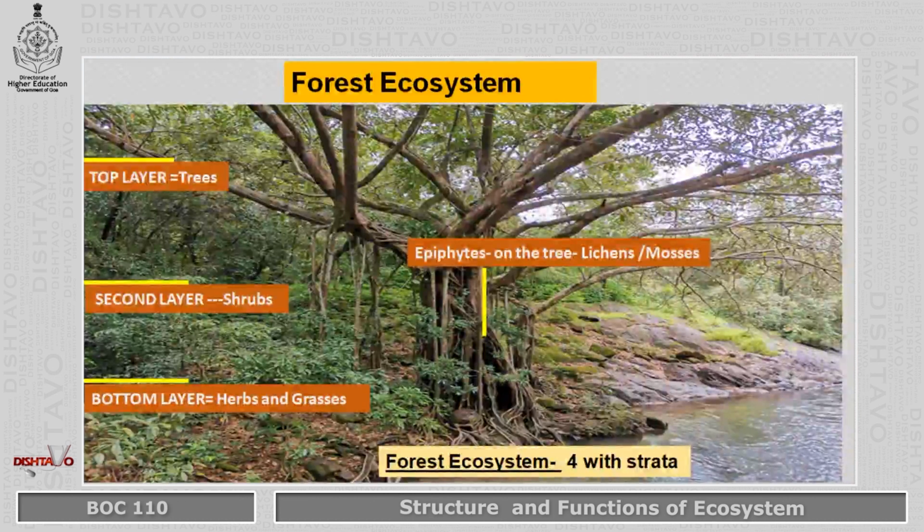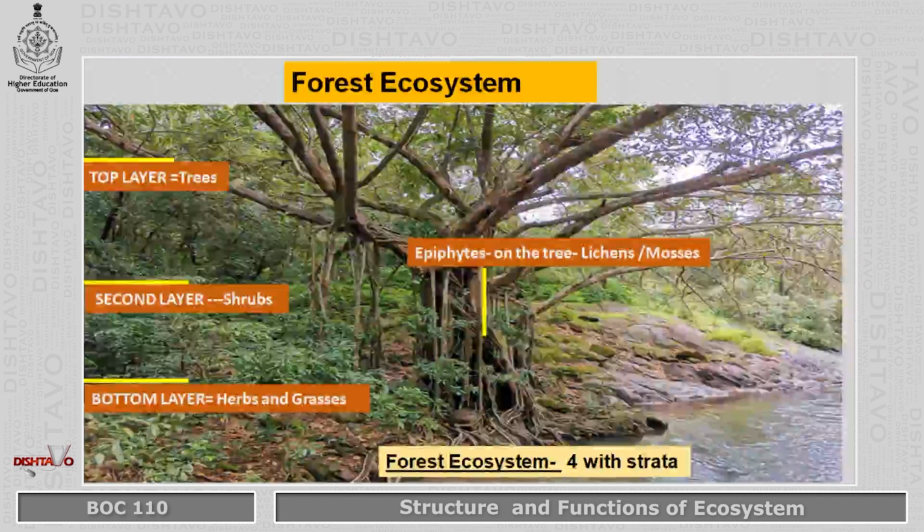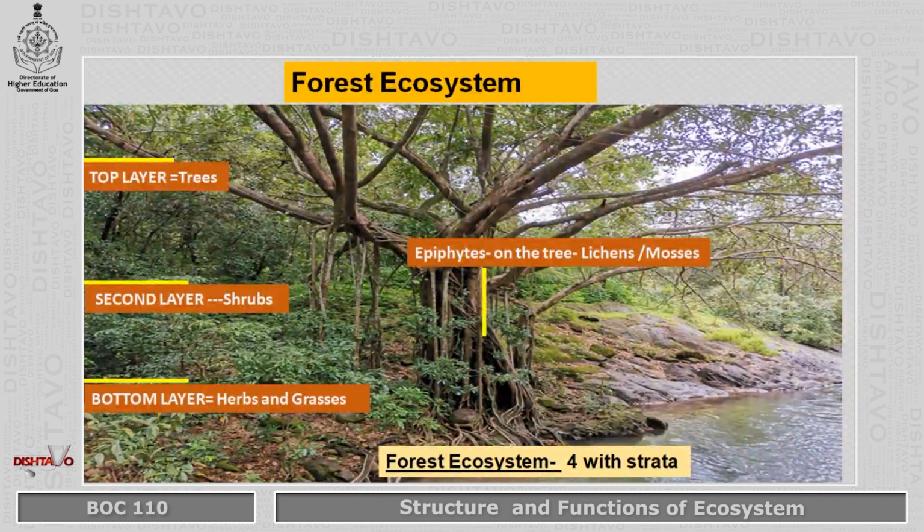This is an example of forest ecosystem. We can see the layers, the strata. In this particular ecosystem, we have 4 strata. In the top layer, we have the trees. We can see this big tree in the forest. In the second layer, we can see the shrubs over here, which are below the big tree. So we can call that the second layer.